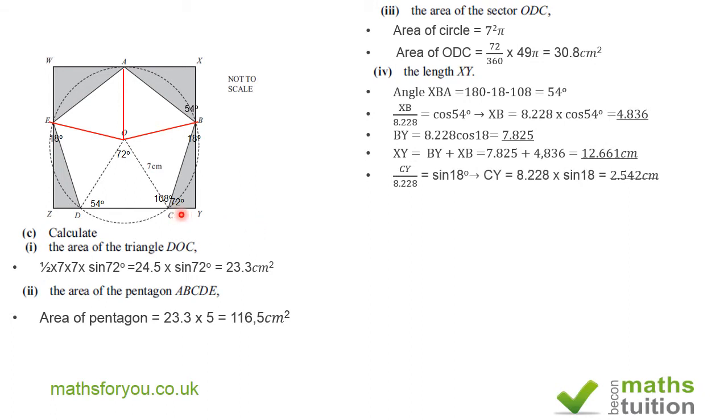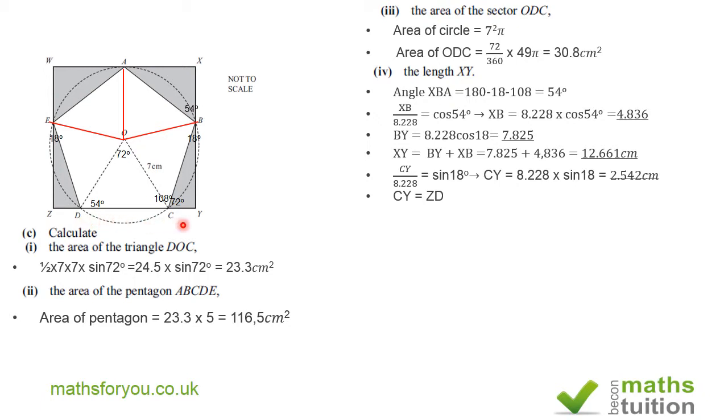Now, we're trying to find the value of CY here. If you divide CY by the hypotenuse, which is 8.228, that gives us the sine of 18 degrees. So CY is now 2.542 centimeters. And if you look closely, this triangle BCY and triangle EZD are congruent. So CY is equal to ZD.